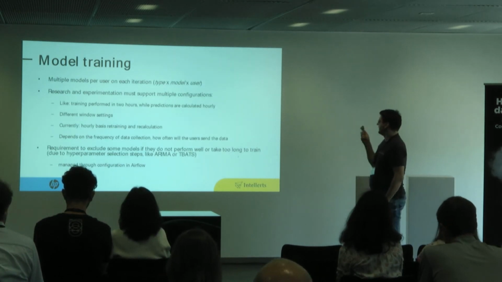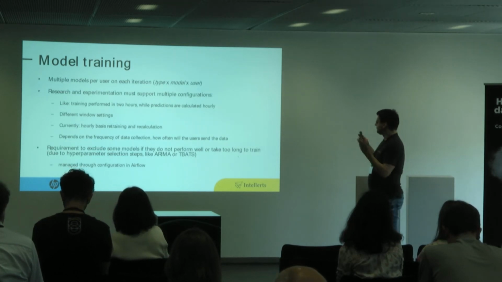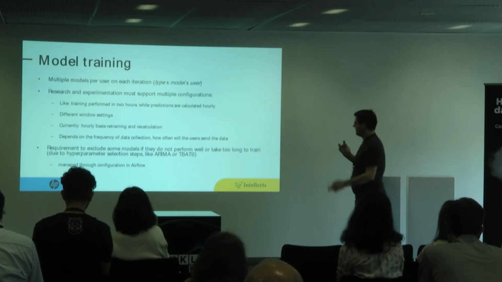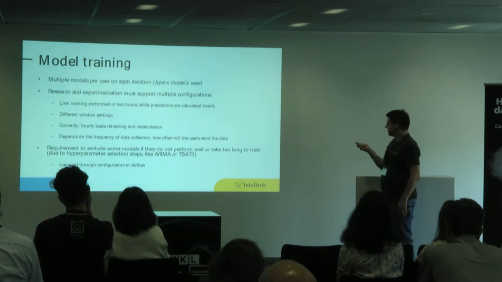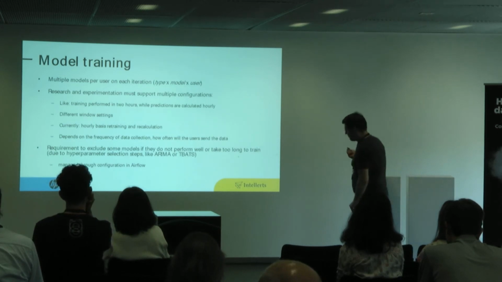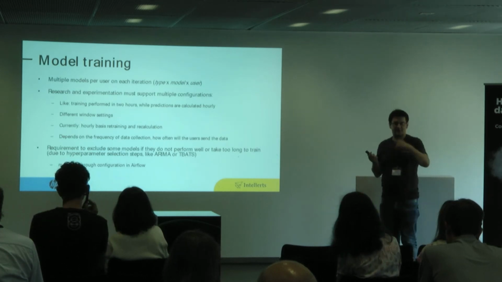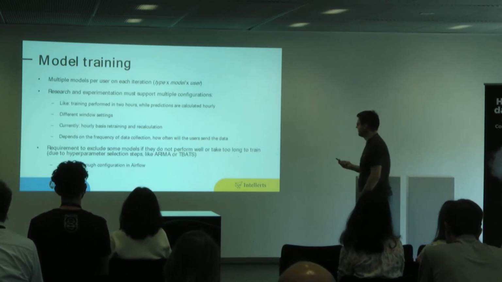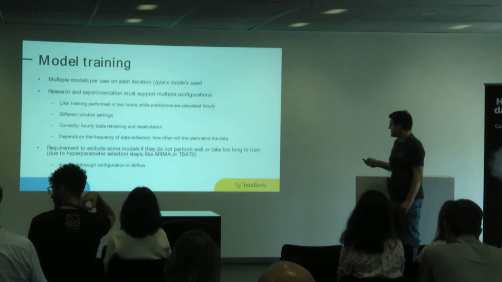Why does that happen? It's hard initially to decide on things like the sliding window; for example, training might be performed every 2 hours while predictions are calculated hourly. So we have uncertainty in parameter selection, with different window settings, as I mentioned. We may also have additional dimensions when considering different settings in missing data handling. Almost every uncertainty may add an additional dimension to such experimental settings and to the development of such systems.